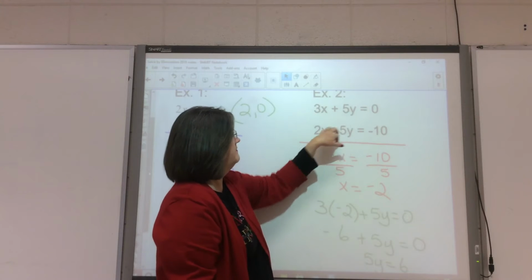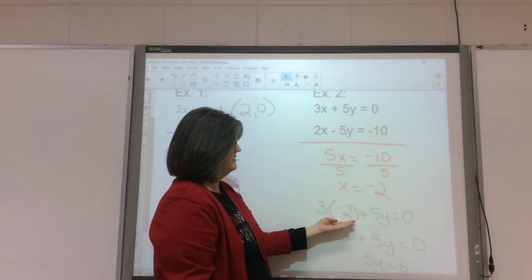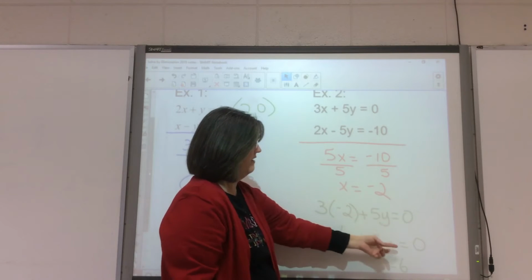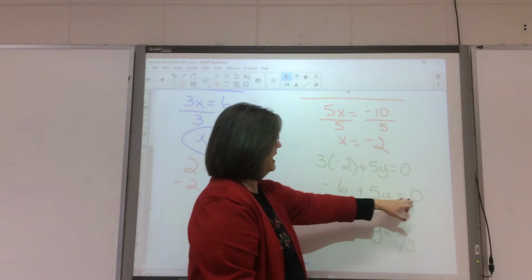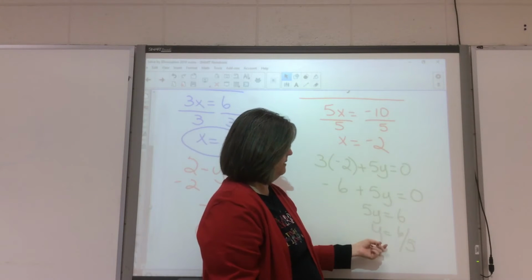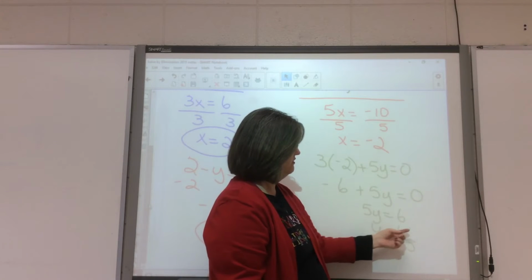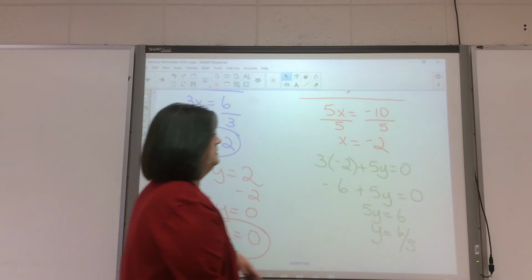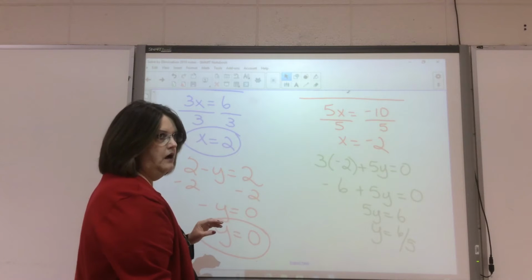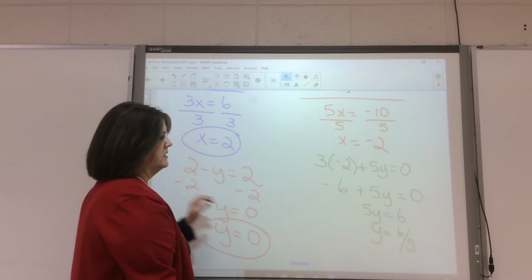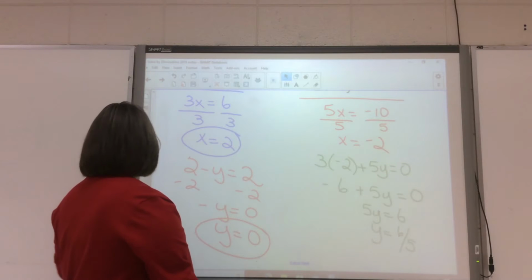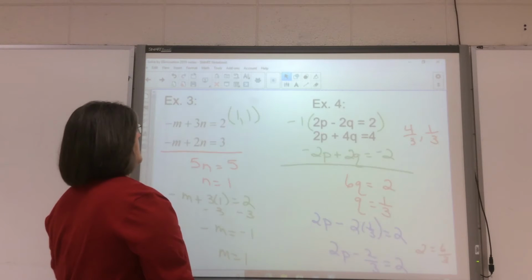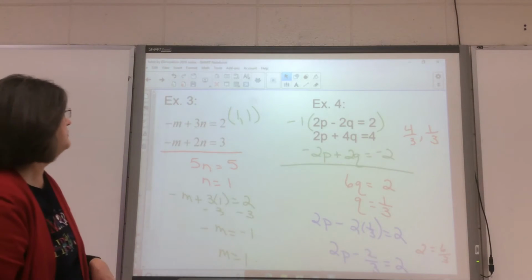Substitute back into one of the equations. 3 times -2 is -6 plus 5y equals 0. Add 6 to both sides. You end up with positive 6. Divide by 5, you get 6/5. Again, this would have been difficult to solve with graphing because of the fractional answer. So it's -2 and 6/5. That's your answer. All right, let's look at example number 3.